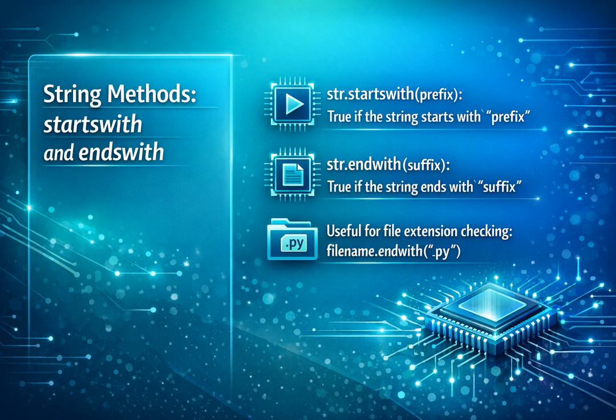The startswith and endswith methods check the beginning and end of a string respectively. For example, you might check if a file name ends with .py to confirm it is a Python script. These methods return true or false and are cleaner than using slicing for this purpose.